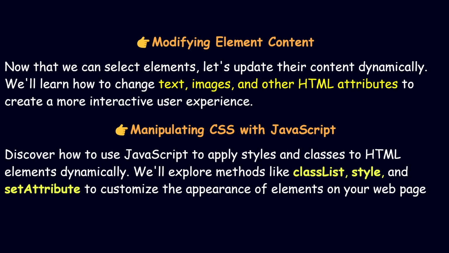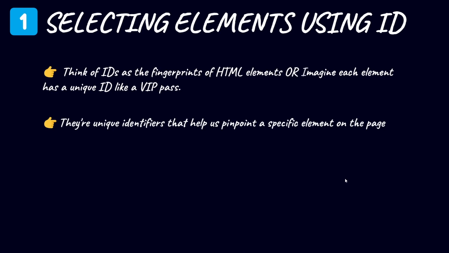document.getElementById. So consider this the first method we are looking at here, document.getElementById. Think of the ID as the fingerprint of your HTML elements, or imagine each element has a unique ID like a VIP pass, which means your ID cannot be repeated or duplicated. It needs to be unique on your whole web page. They are the unique identifiers that help us to pinpoint a specific element on the web page.